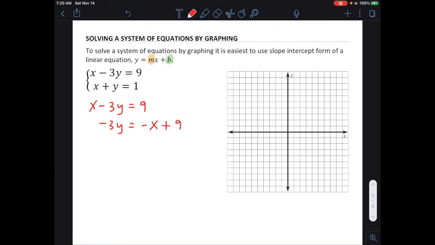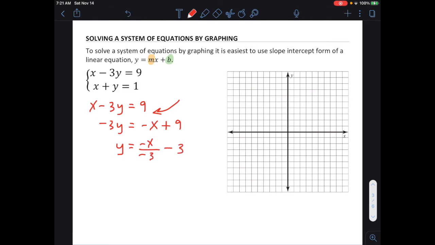Now, I didn't show the work that goes on in between those two lines, but normally we would write minus x, and then we would be able to see what we're doing. And then we have to divide by negative 3, so everything is going to get divided by negative 3, so I end up with y equals negative x over negative 3 minus 3.